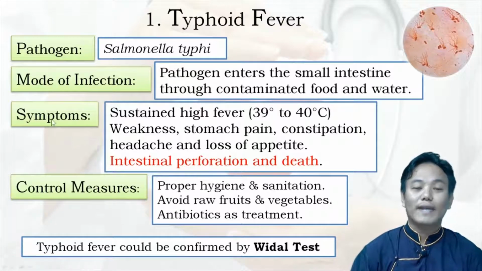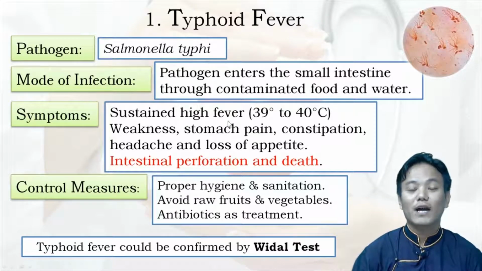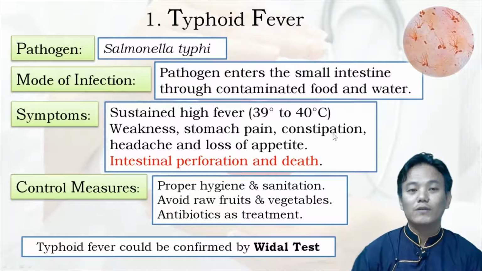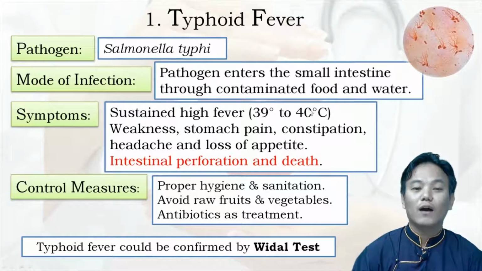So what are the signs and symptoms of typhoid? This is the list of symptoms given here: sustained high fever of about 39 to 40 degrees centigrade, weakness of your body, stomach pain, constipation, headache, and loss of appetite. So these are some common symptoms of typhoid fever.